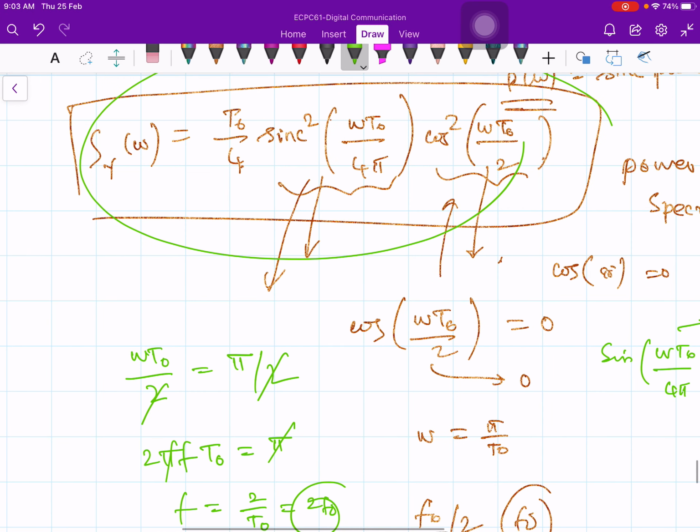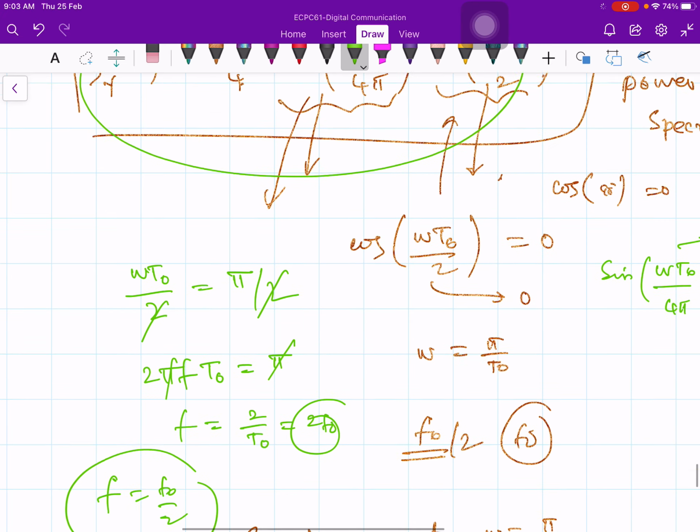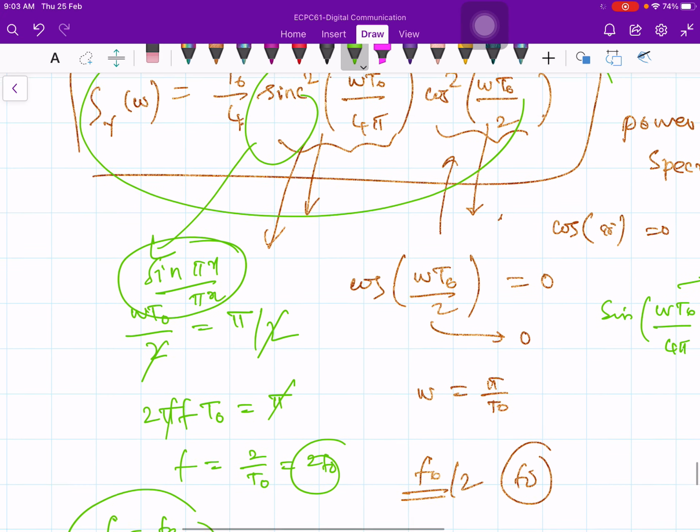I think you can work this out. If you do that, you'll get f equal to f naught by 2, at which the first crossing occurs. You take the definition of your sinc function in terms of sin pi x by pi x in this format, and then you get the result. You can work on it.